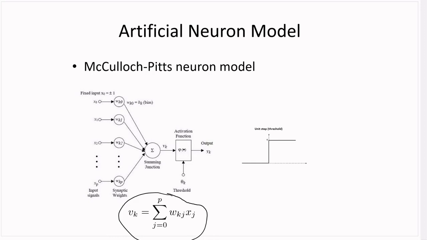And if this sum exceeded a certain specified value, then the neuron fired and produced an output of 1. And if this sum did not exceed that specified value, the output was 0. And in this model, the threshold value or the cutoff value for the neuron to fire was taken as 0, which means if the sum was positive, the neuron fired. If the sum was negative, the neuron did not fire.